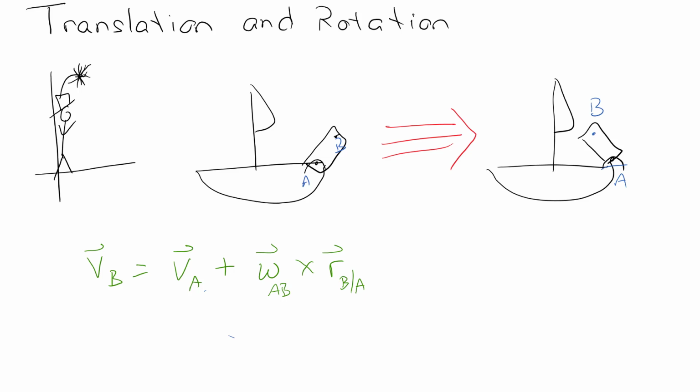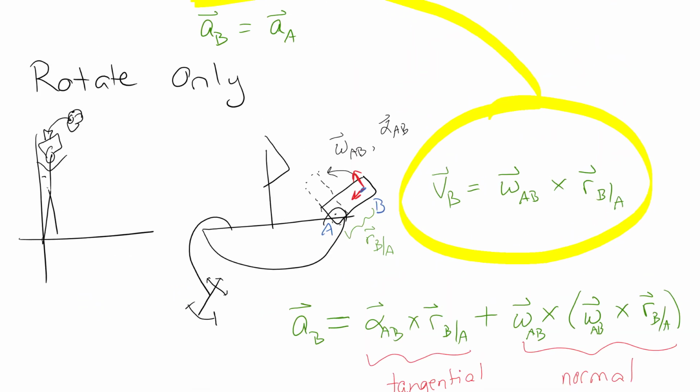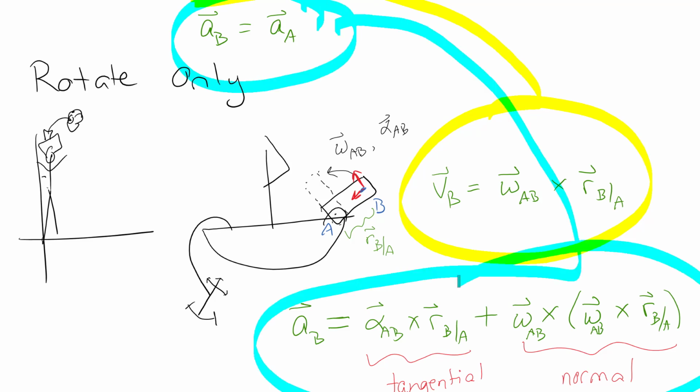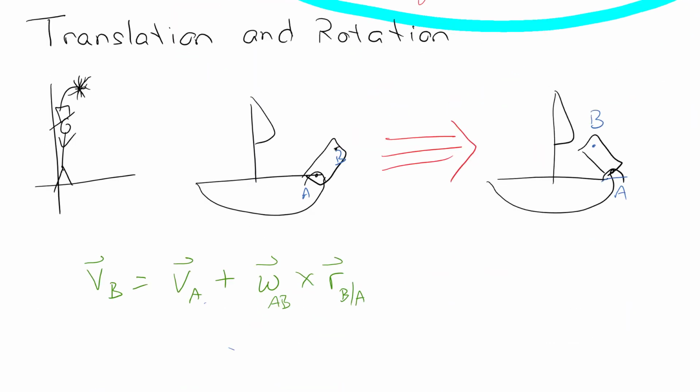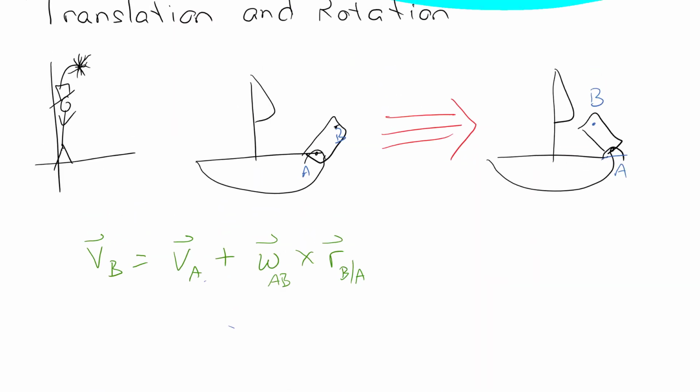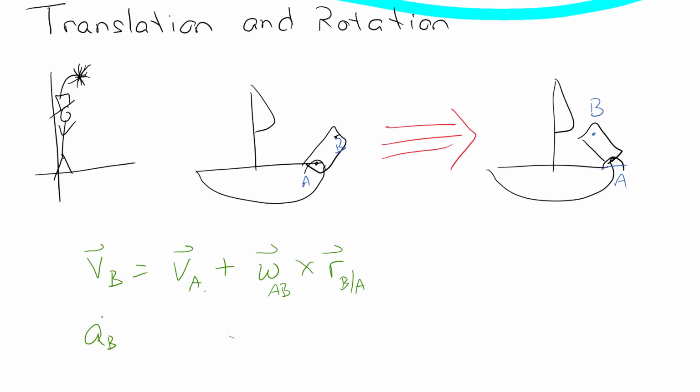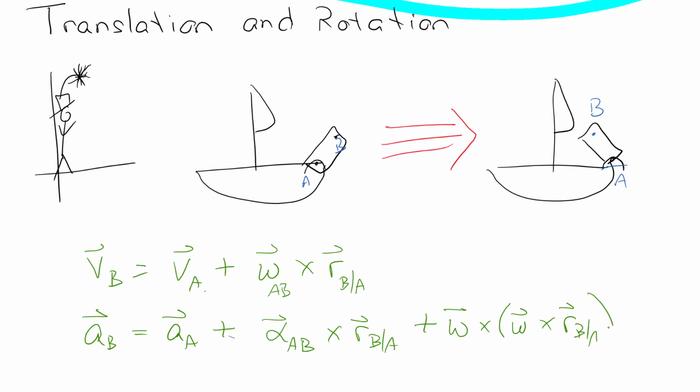Okay, so the velocity is just a combination of the two, and it's going to be the same thing with the acceleration. Basically, the acceleration is going to have normal and tangential components of rotation, okay? But the problem is this just starts to look kind of ugly. So the acceleration of B is going to be the acceleration of A plus the tangential component, which is going to be alpha AB cross r B with respect to A, and then the normal component, which is omega cross omega cross r B with respect to A. Okay, and these are all like that.